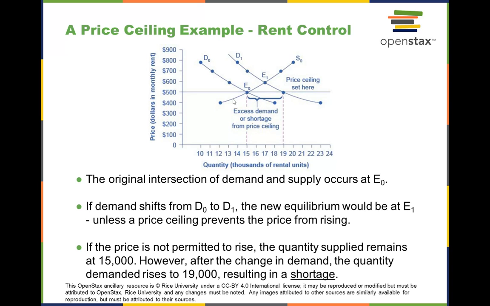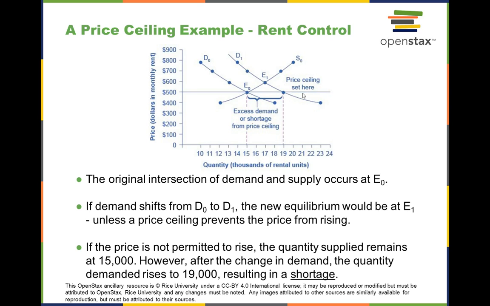So here we can see the original intersection of demand and supply occurs at E0. So this is the original supply of housing. This is the original demand of housing. Let's say there are 15,000 rental units available, and this is $500. Let's say it's a month. That doesn't sound that high, obviously, but they're trying to keep the numbers simple here. But anyway, if demand shifts from D0 to D1, the new equilibrium would be at E1.